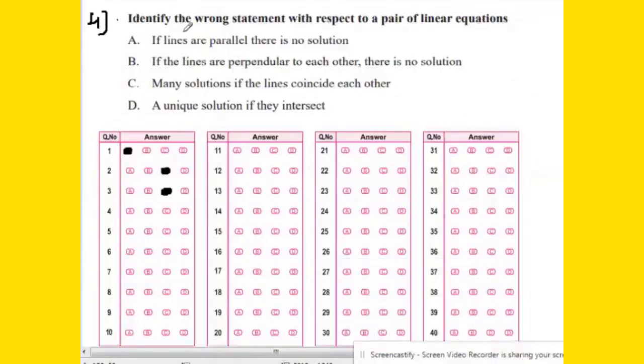Fourth question. Identify the wrong statement with respect to a pair of linear equations. We'll see all the 4 options and we will find out the wrong statement among these 4. If lines are parallel, there is no solution. Yes, it is a true statement.